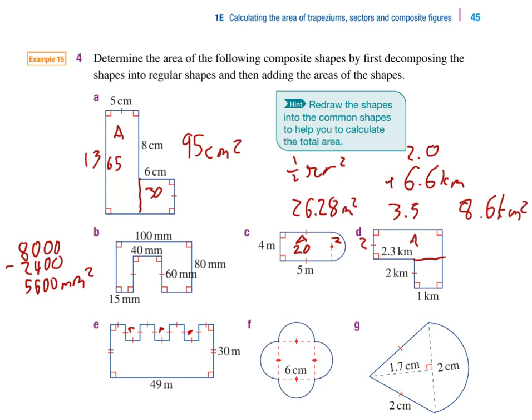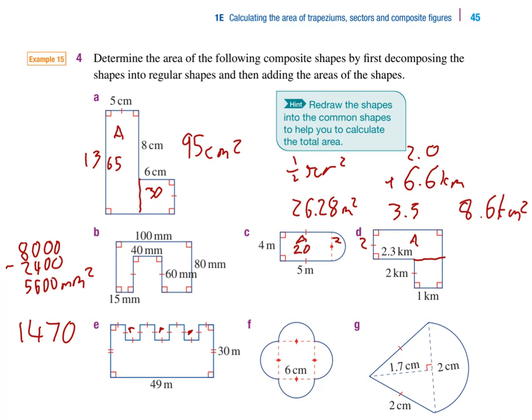First up, 49 times 30. I'll just chuck that in my calculator. 49 times 30 will get me 1470. That is for the entire area. 49 across, 30 up. Okay, that's my 1470. Now I'm going to cut out 3 of these little areas.